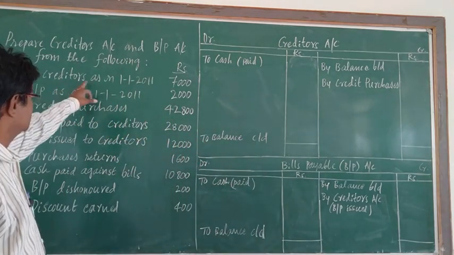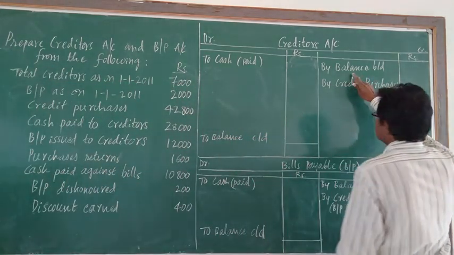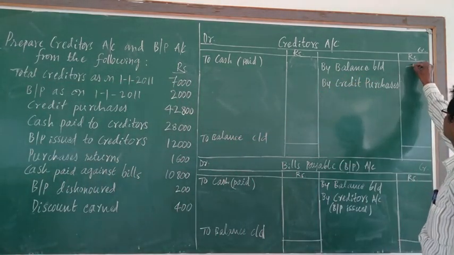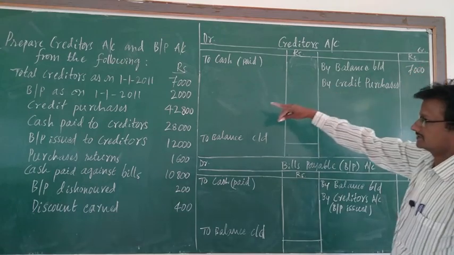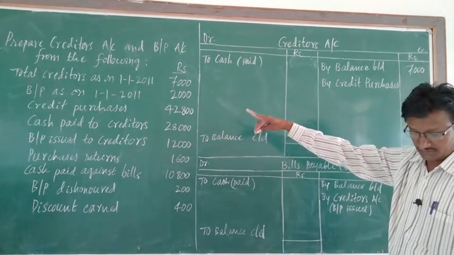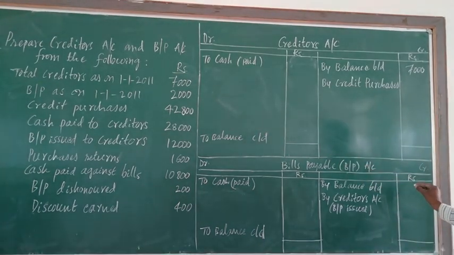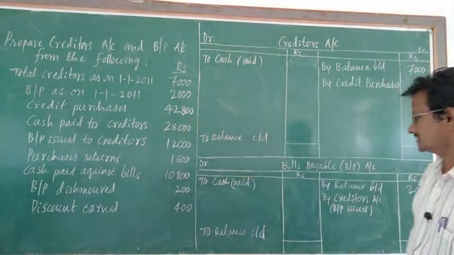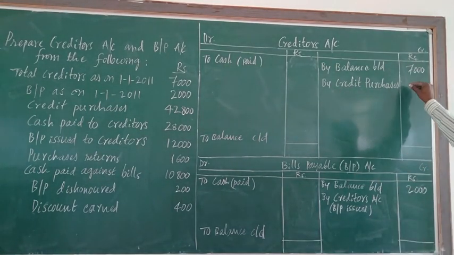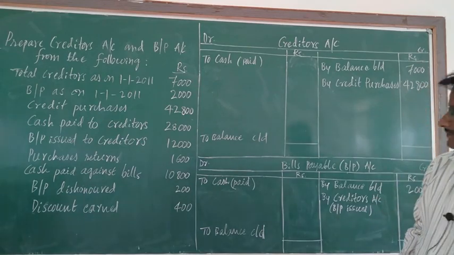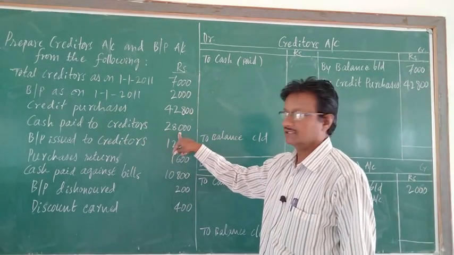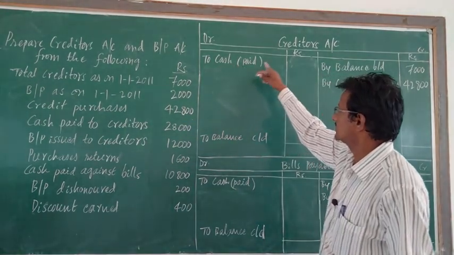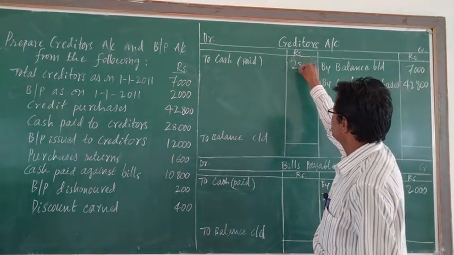First we have to take creditors item 1/1/2011 as by balance brought down. Here it is 7,000. Next, bills payable balance on 1/1/2011, it is opening balance, that is 2,000 rupees. Next item is credit purchases 42,800. We have to take credit purchases 42,800. Next, cash paid to creditors is 28,000. We have to make entry of cash paid 28,000 in creditors account.